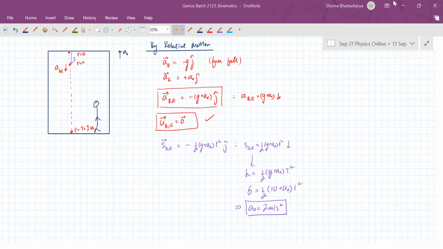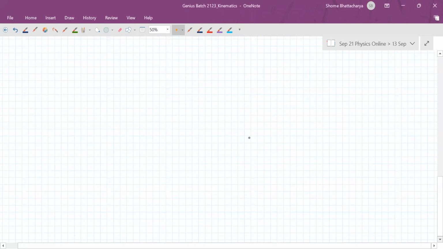Okay, anybody tried any other method? No, sir, I just took it that the bolt is going to fall with g, but for the floor of the lift and for the man, who are moving up with a naught, it will seem like it's falling with a naught plus g. So that's all I did.